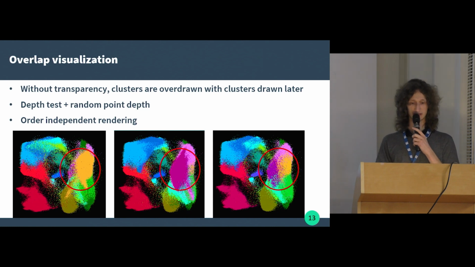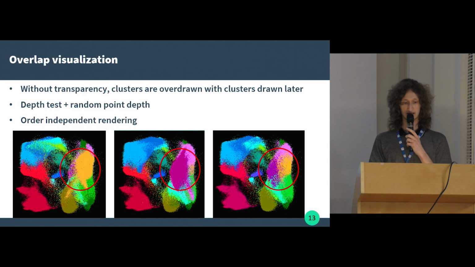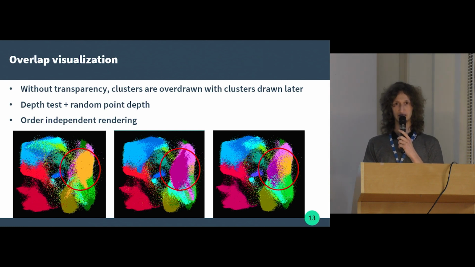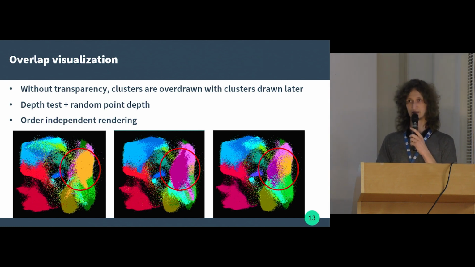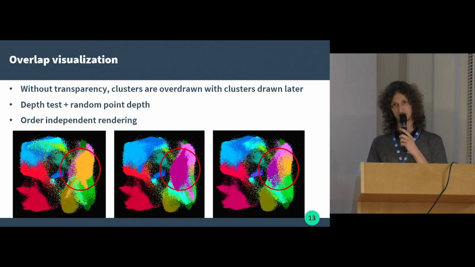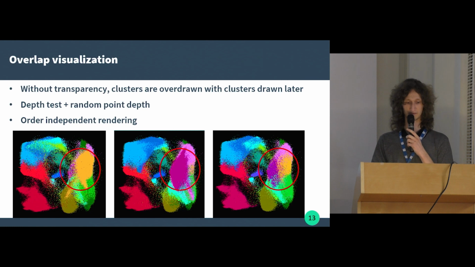So when we don't use transparency, clusters are overdrawn with clusters that are drawn after them. Since we are drawing with OpenGL, we can solve this by enabling the depth test and assigning random depth to each point. This is similar to random color dithering.